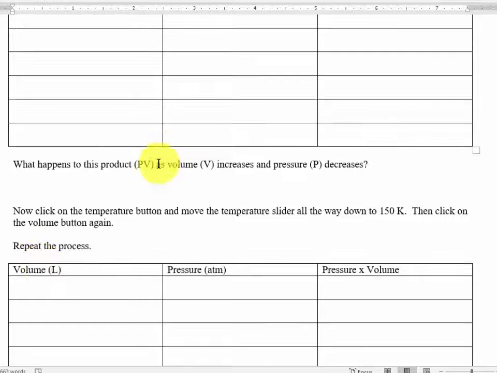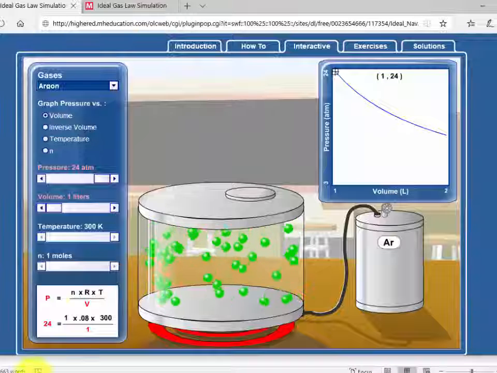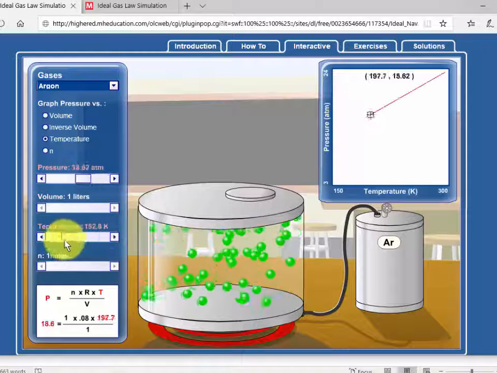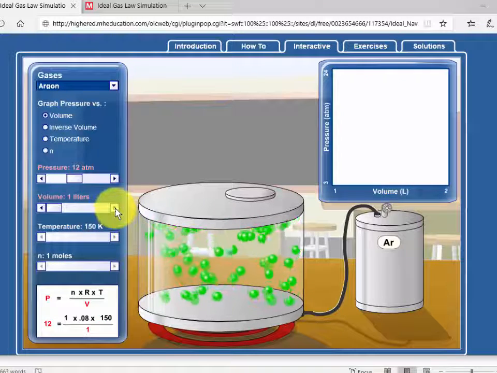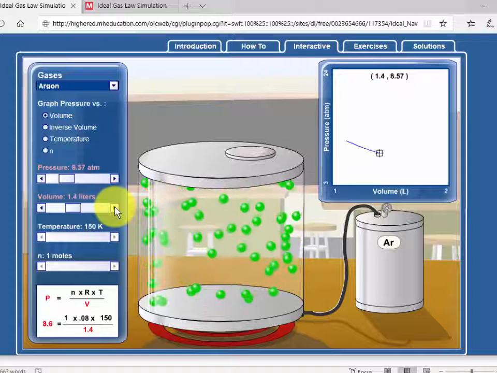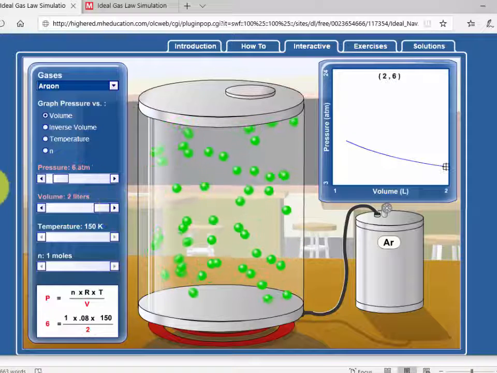Some questions for you to answer. Now it says go ahead and mess around with the temperature and repeat the process. So I'm going to go back to this guy right here. It says turn the temperature down to 150. And now we're going to mess around with the volume again. Okay.